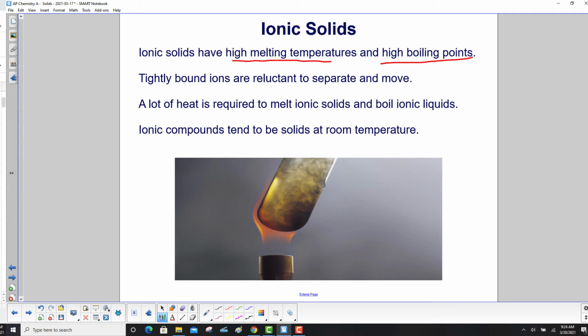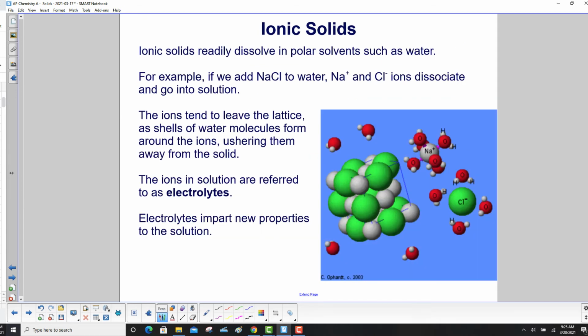The tightly bound ions are reluctant to separate and move. A lot of heat is required to melt ionic solids and boil ionic liquids. Ionic compounds tend to be solids at room temperature. Ionic solids readily dissolve in polar solvents such as water.